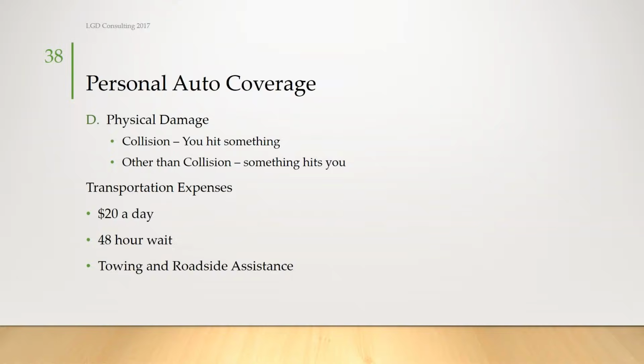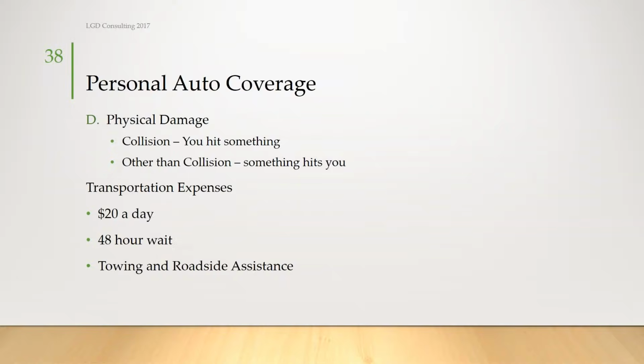Collision is your fault, where you damage your car because of something you did. This covers the cost to fix your car because of an accident you caused. And then other than collision covers damage to your car when it wasn't your fault. So I would say collision is your fault: you hit something and damage your car. Other than collision, you damage your car, but it's not your fault, like a tree in a storm falls on your car. That's an other than collision claim. In the real world, we call it comprehensive. The test uses other than collision.